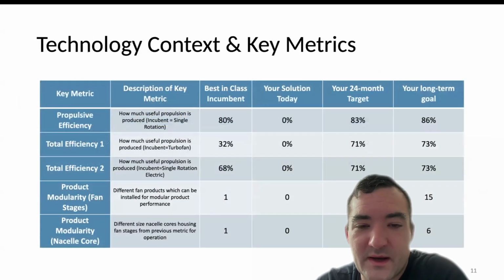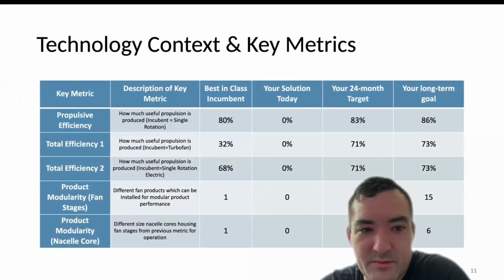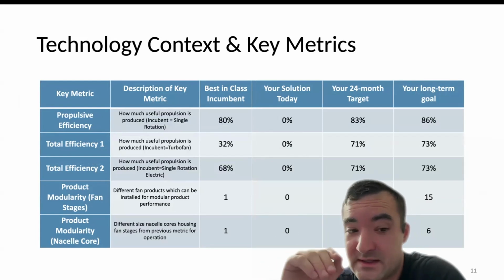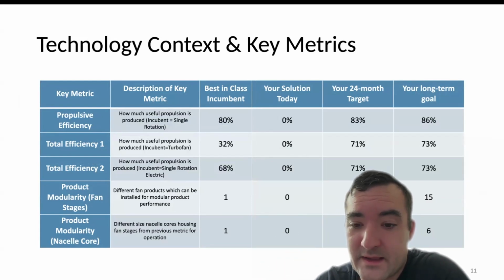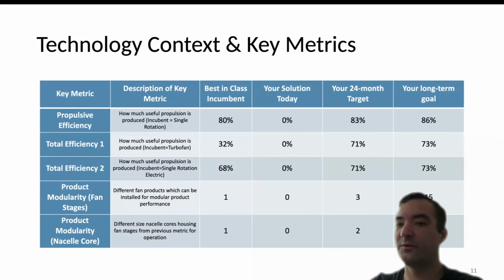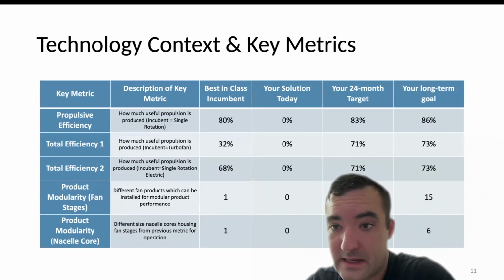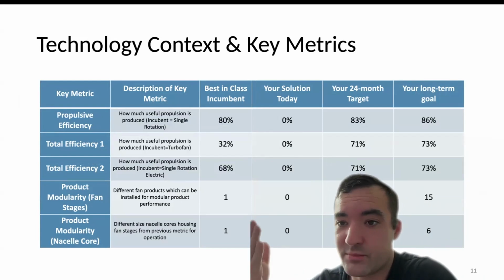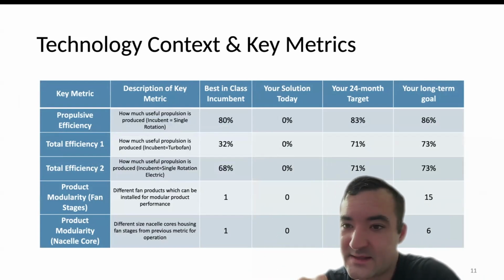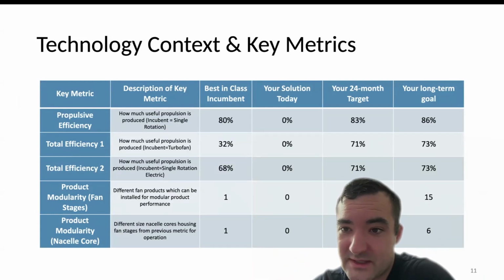So here are a couple of technology contexts and key metrics that we're looking to benchmark ourselves across. We want to do propulsive efficiency, total efficiency, the product modularity, as well as the fan stages and the core as a selling proposition. So for Wright One, we're looking to make this an e-commerce state. We're selling the core on a website and providing key metrics and context for that particular core, and then have fan stages that we also sell on our website as add-ons, fixtures for that particular core.